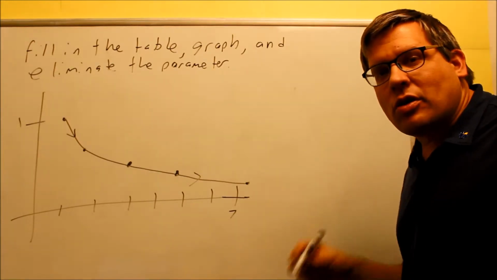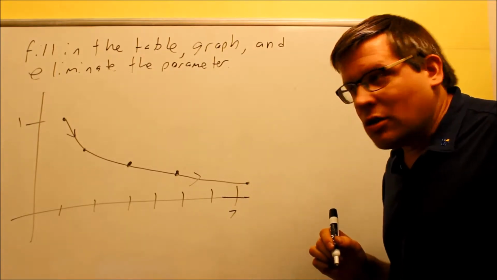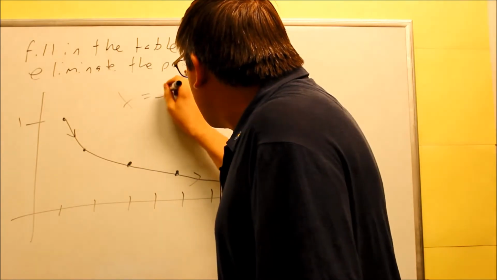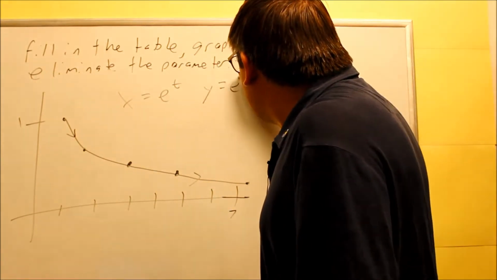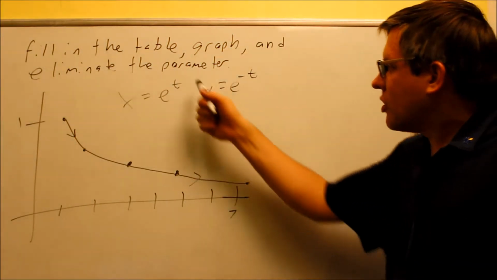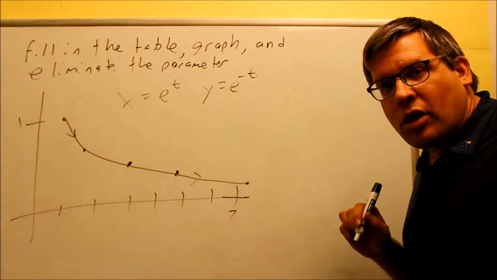Now, elimination of the parameter is going to require some knowledge back to pre-calculus material. Okay, so here are the two equations. I had x is equal to e^t, and I had y equals e to the negative t. We still want to do the same process. We want to solve for t here, put it in this one, and that way we can eliminate the parameter.